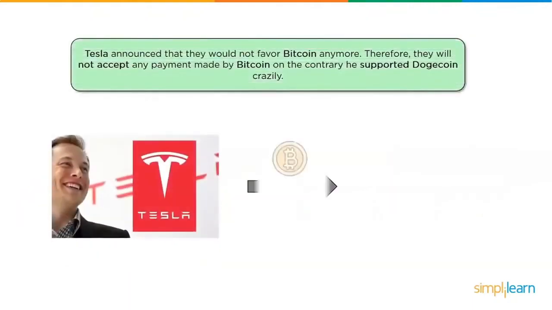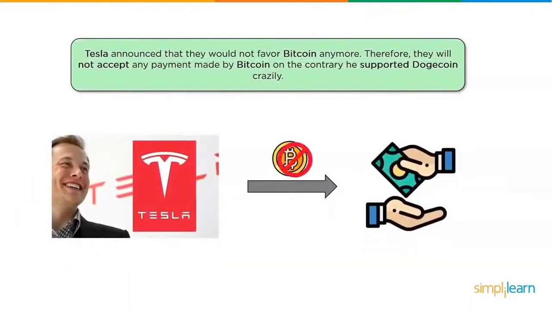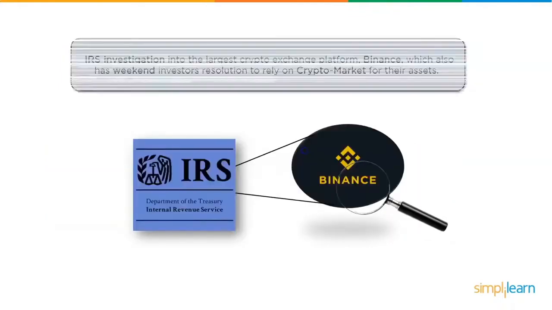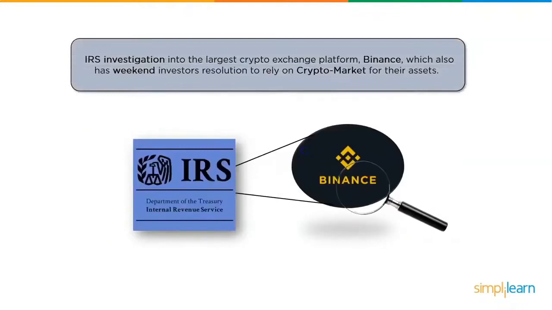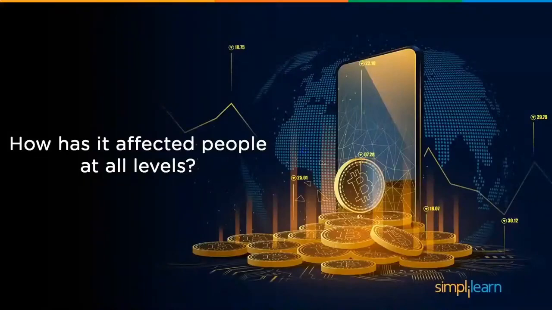And then the panic increased because Tesla announced that they would not favor Bitcoin on environmental concerns anymore. Therefore, they will not accept any payment made by Bitcoin. And also, there are rumors of IRS investigation into the largest crypto exchange platform, Binance, which also has weakened investors' resolution to invest more in crypto market. Now we know the reasons behind the crypto market crash. So let's take a look at how it has affected people at all levels.